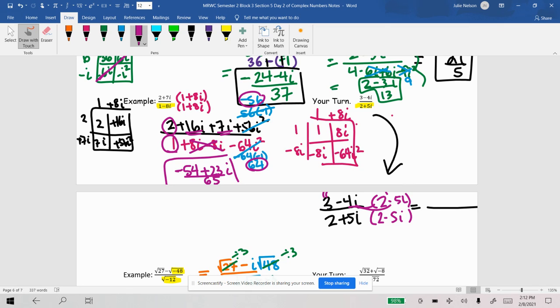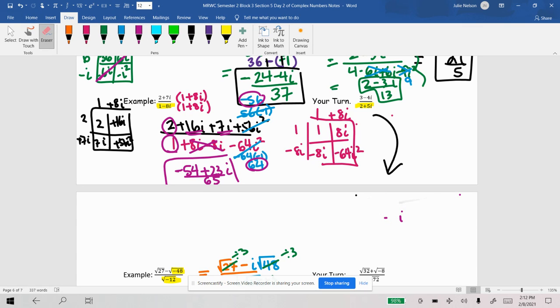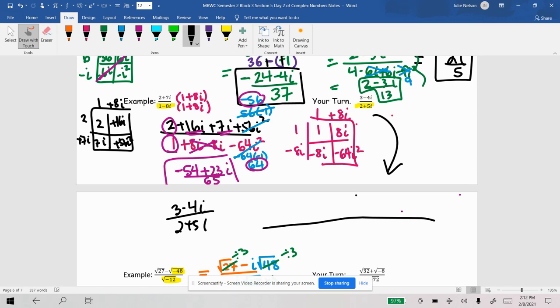So 3 times 2 is 6. 3 times negative 5i is negative 15i. Let me erase this and make it look a little better. I apologize. Sometimes that's how it is, right? You just kind of have to. So 3 minus 4i over 2 plus 5i. And again, I want to multiply by its complex conjugate, which is 2 minus 5i.